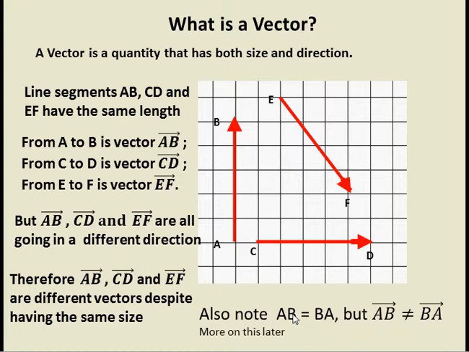Also got to note that AB equals BA. They're the same line segment, they're the same length, but vector AB doesn't equal vector BA. And we'll talk more about this soon.